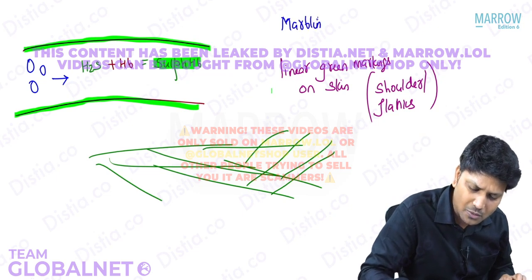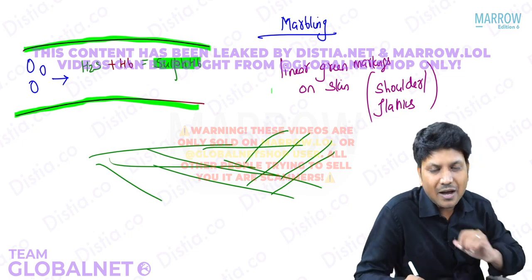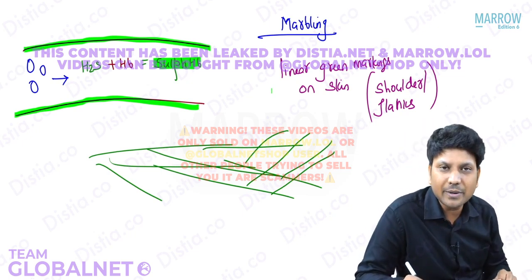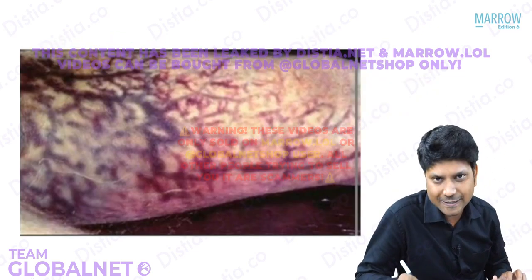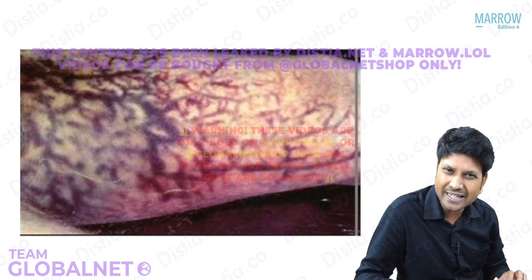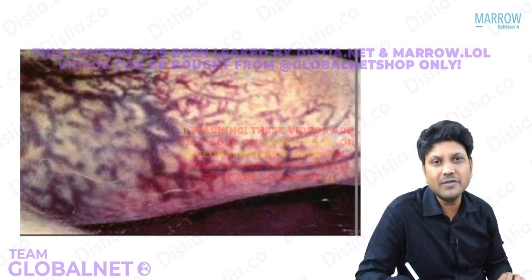One of the most frequently asked questions from this putrefaction change is marbling. Very, very frequently you get it in the examination. It will be an image-based question. Have a look at the marbling. This is how it is. Sometimes it is green, sometimes it is dark brown.